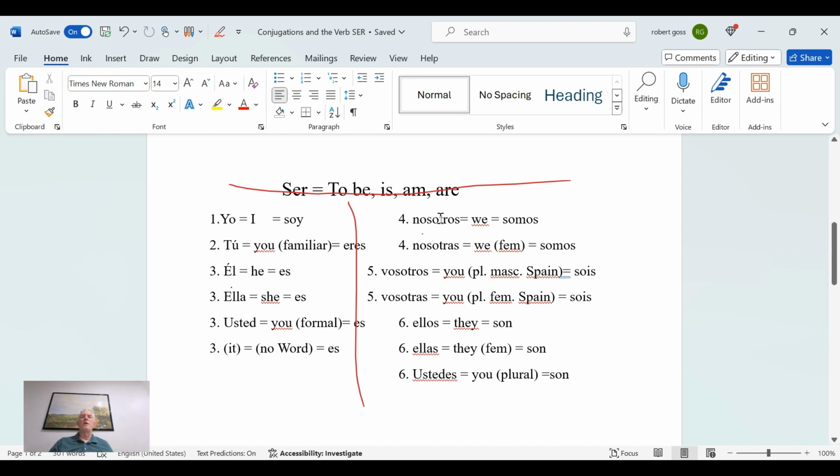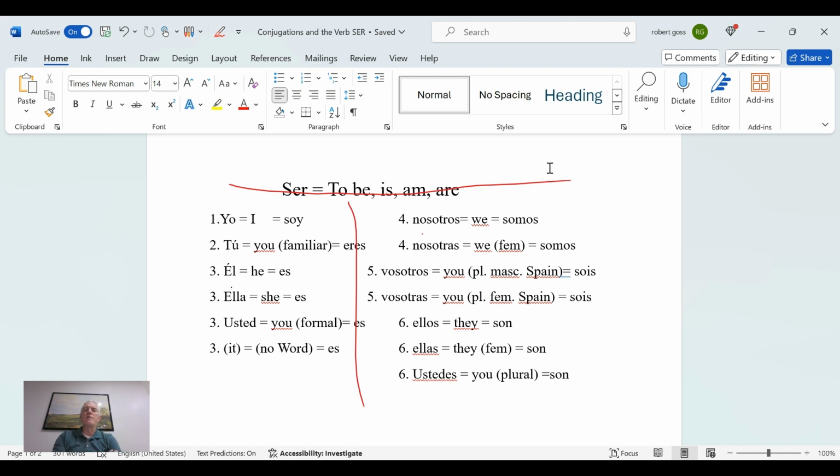Number 4 would be we are. So how we say we is nosotros, and that means we that's masculine or a mixed group. And the verb ending that we would use for are would be somos, S-O-M-O-S, nosotros somos. We have another number 4. That's because we have nosotras. That would be we, but it's only girls that are involved in that group of we. So that's we that's feminine, are. We're still going to use somos, but we would just say nosotras. Nosotras somos. We that are feminine are.